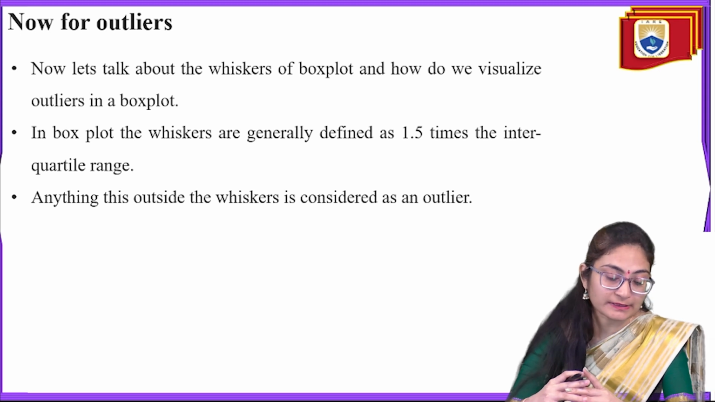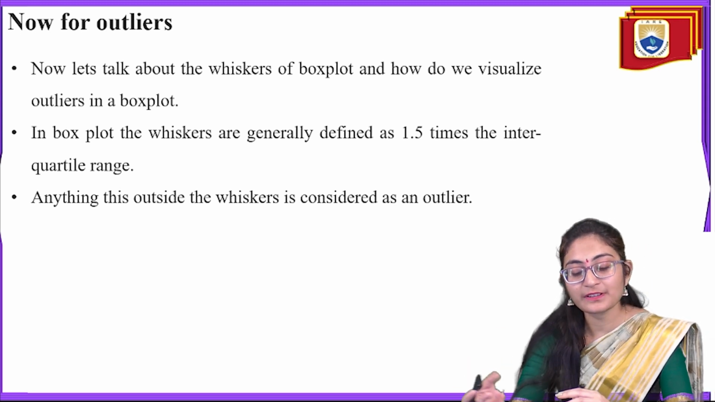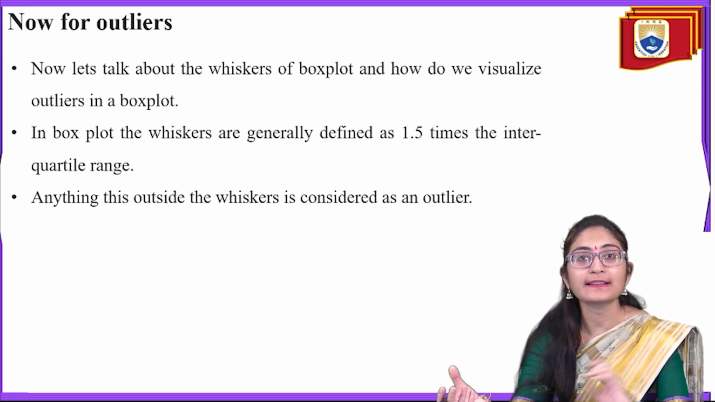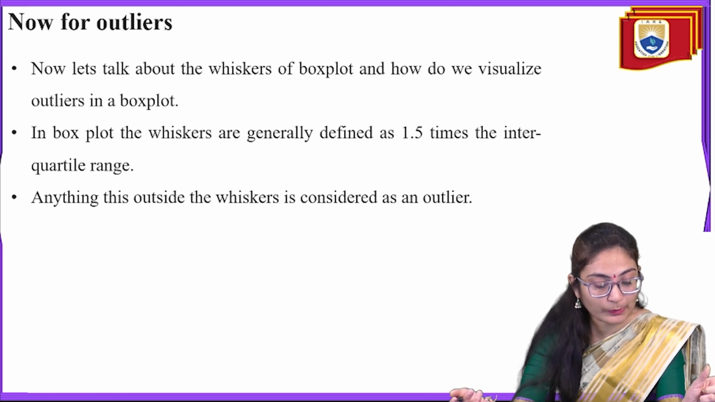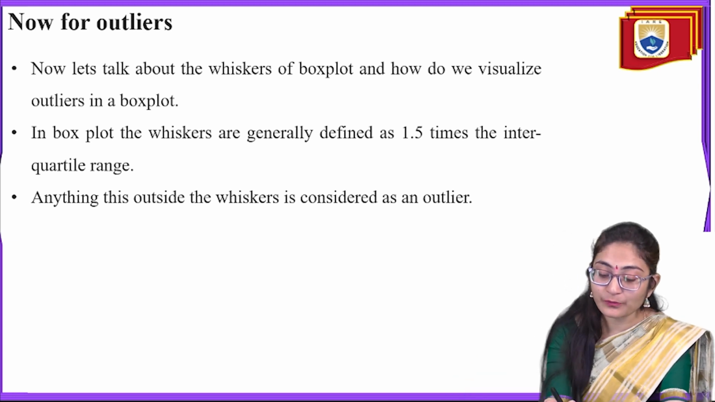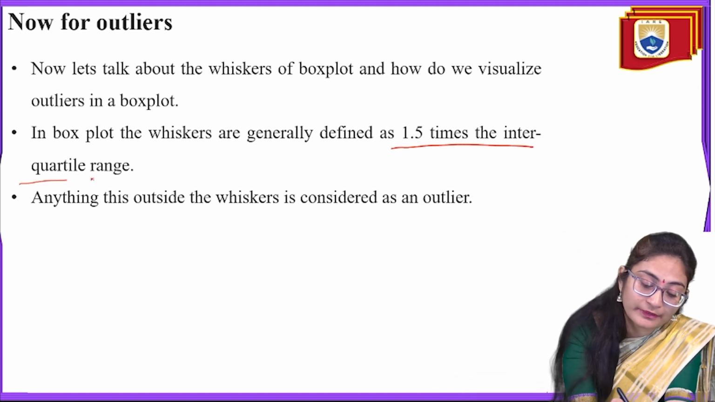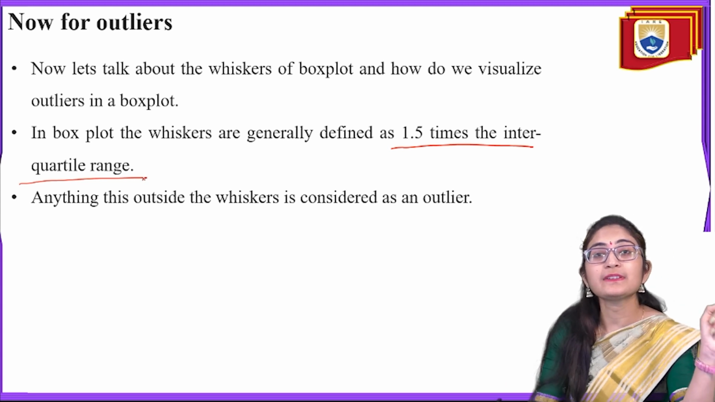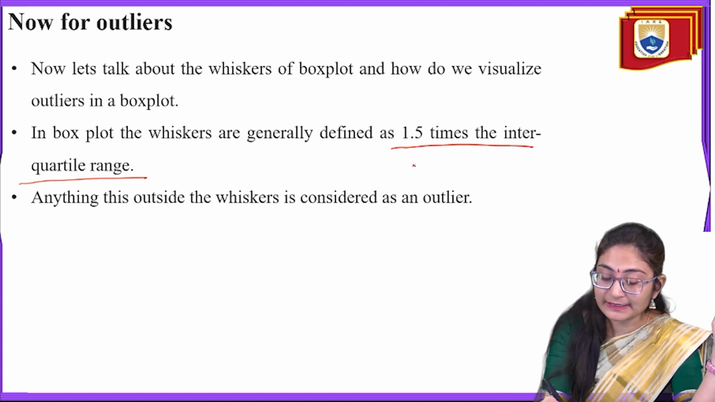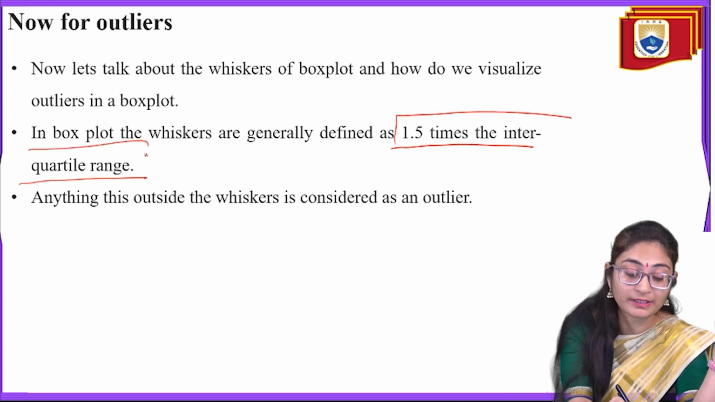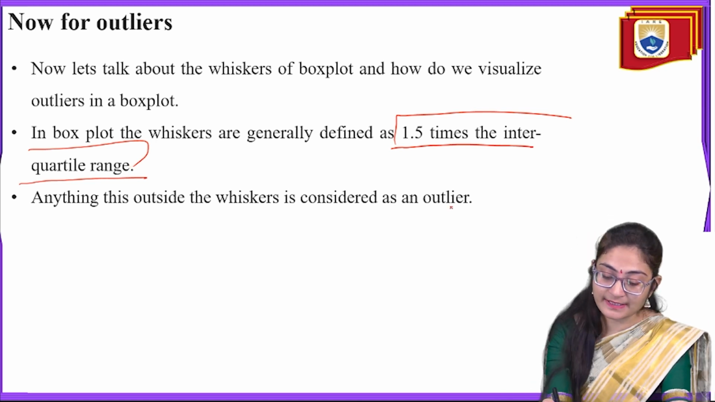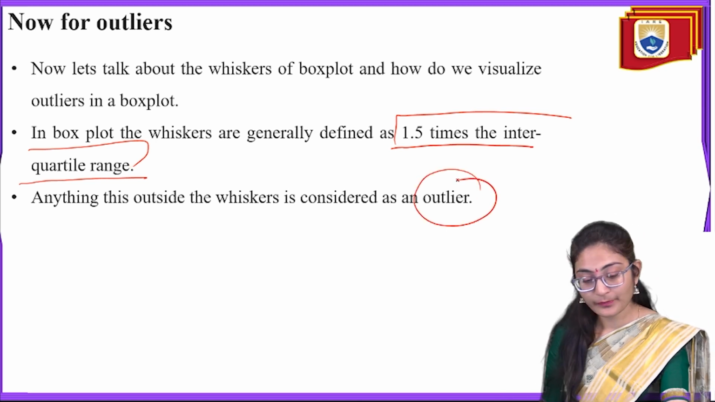Now for outliers. Now let's talk about the whiskers of a box plot and how we visualize the outliers in the box plot. In the box plot, whiskers are generally defined as 1.5 times the interquartile range, and anything outside the whisker is considered an outlier.